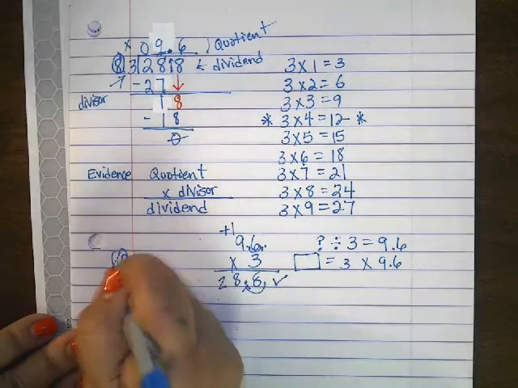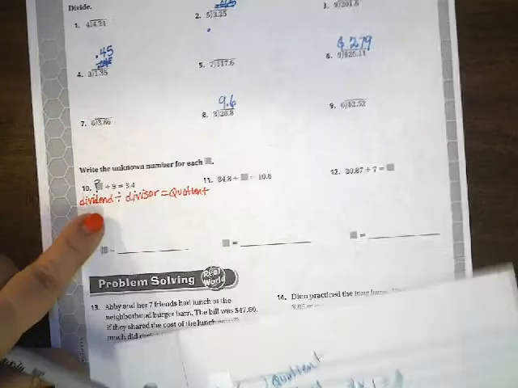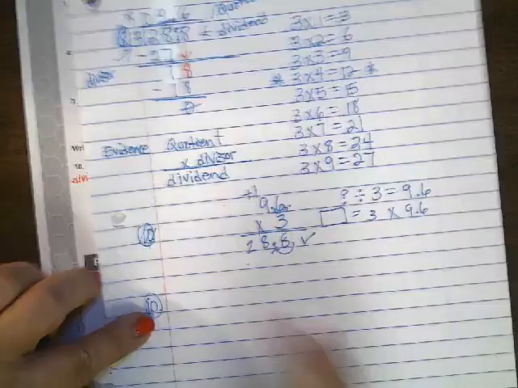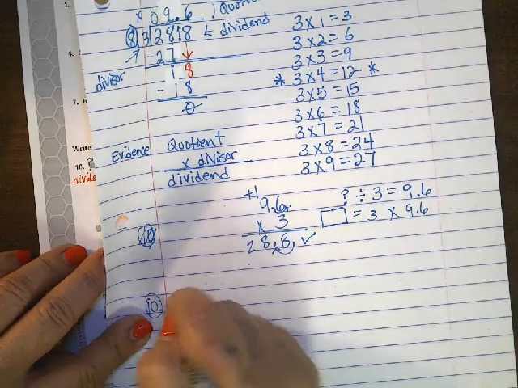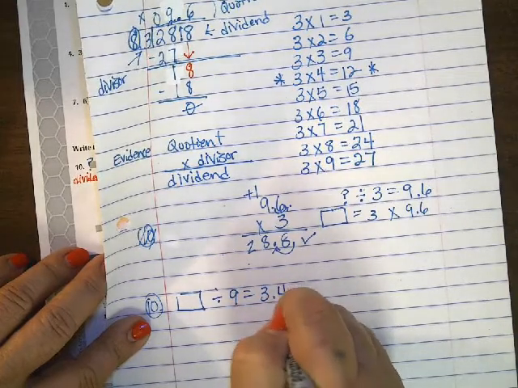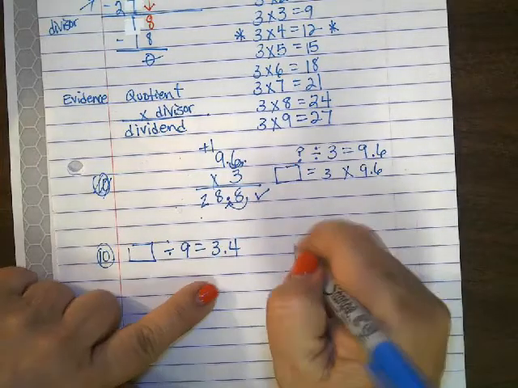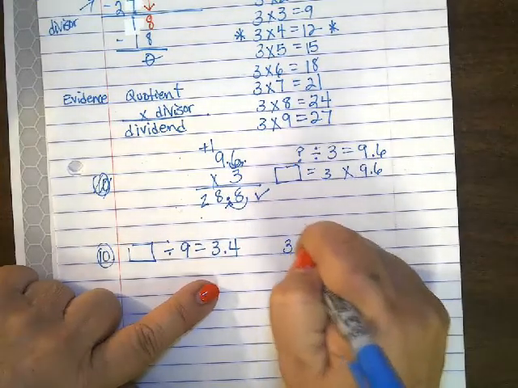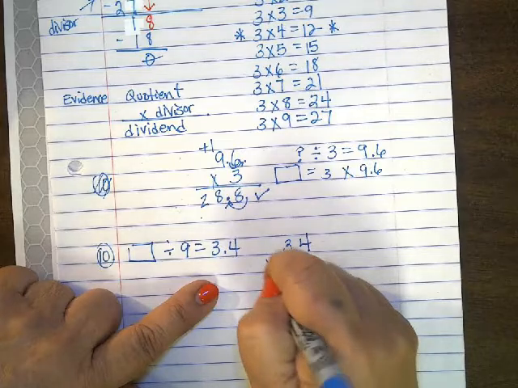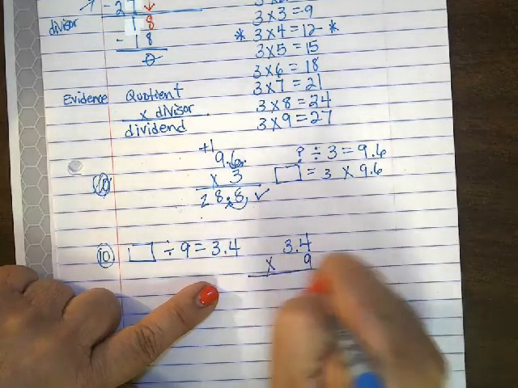All right, I'm going to move my 10 down here. Looking at 10, so now we have something divided by 9 equals 3 4/10. Well, is this the same concept? So absolutely. So I'm going to have my 3 4/10 times what? 9. All right, let's get busy.